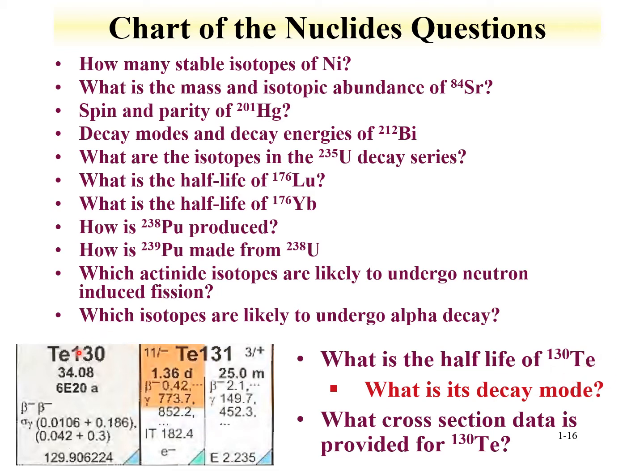If I look at this, let's see, it's gray. That usually means it's stable, but it's actually extremely long-lived. It's 6 times 10 to the 20th years. And what's the cross-section? What cross-section data is provided for tellurium-130?